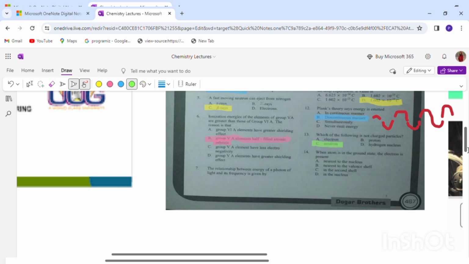Now 14th MCQ, which is the last MCQ for today. When an atom is in the ground state, the electron is present nearest to the nucleus, nearest to the valence shell, in the second shell, in the nucleus. See, electron cannot be present in the nucleus, right? It cannot be in the second shell as well, since they are asking about the ground state, which means it is in the first shell. B, nearest to the valence shell. Valence shell means the last shell, and next to it means the second last shell, right? But they are asking about the ground state, so nearest to the nucleus, because right after the nucleus we have the first shell. So the electron must be in the ground state, which means the first shell.